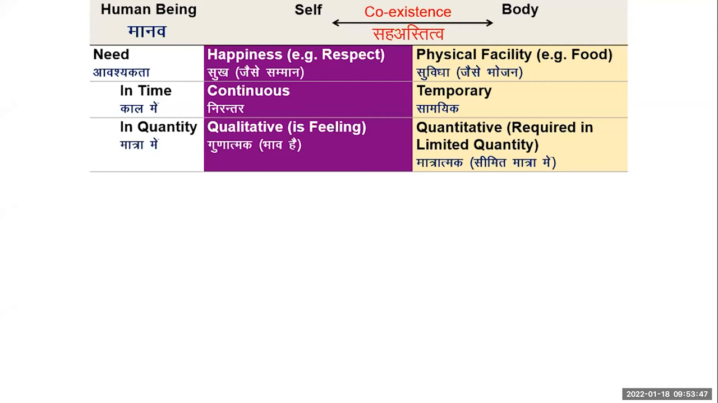So what is proposed to be seen as coexistence? Not that the self is residing in the body or the body is residing in the self. They coexist with each other. This is what can easily be explored. This can easily be observed. It can easily be seen.